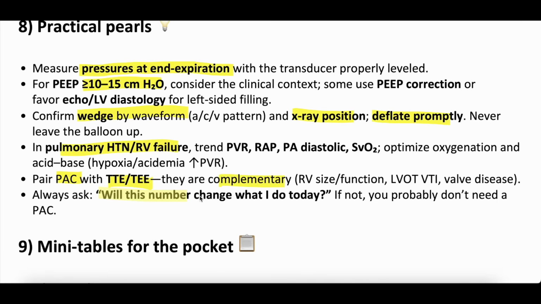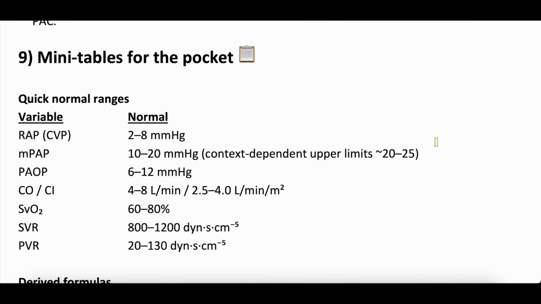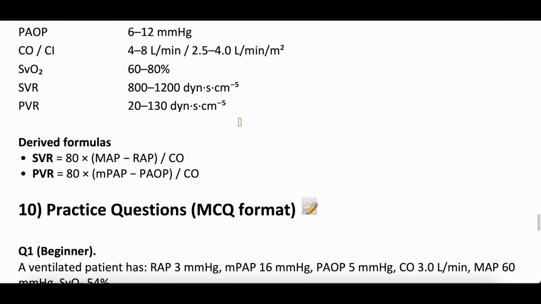And always ask, will this number change what I do today? If not, you probably don't need the pulmonary artery catheter, right? Another example of just being selective. So here's kind of a mini table, a little pocket handbook, on normal right atrial pressure, mean pulmonary artery pressures, pulmonary capillary wedge, cardiac output, cardiac index, SvO₂, SVR, PVR. We won't read it all out loud again, but this is helpful if you want to access the study guide. And then here's some derived formulas.